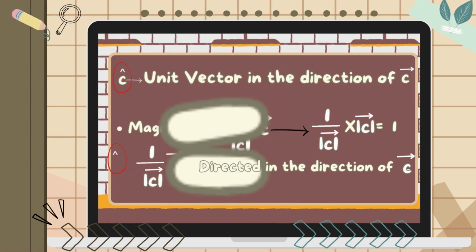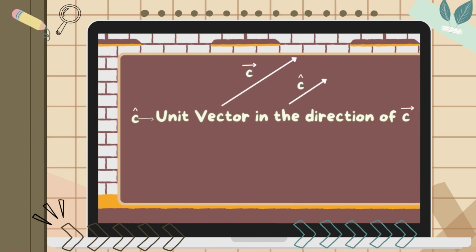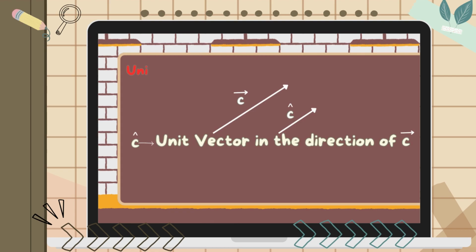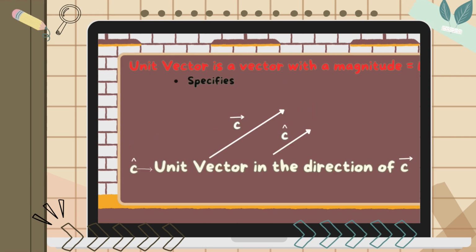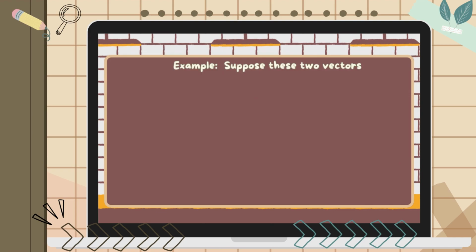It's denoted by a symbol like a hat above the letter, pronounced as C hat. Let's represent it like this with an arrow. So a unit vector is simply a vector whose magnitude is equal to 1. The speciality of the unit vector is that it just specifies a particular direction. Therefore, the advantage of a unit vector is that we can use it to express any vector which is along its direction. Let's take a few examples and understand this.